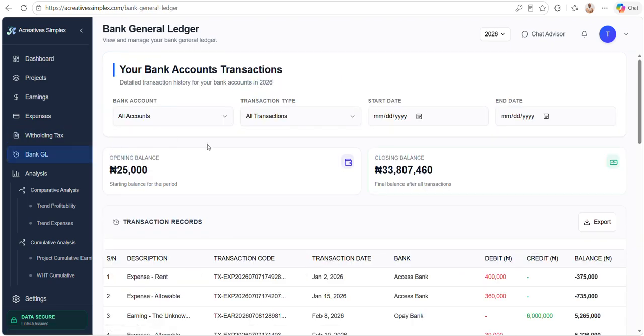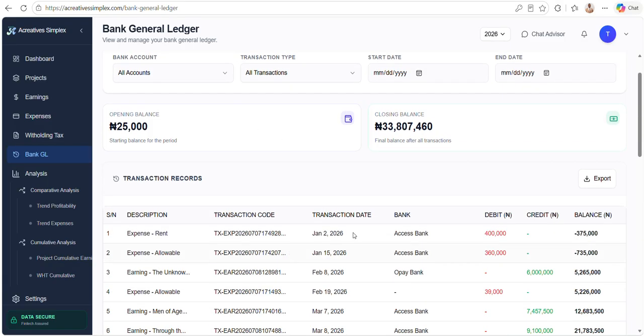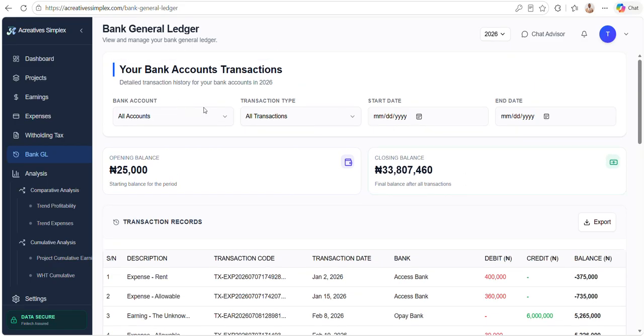We have our bank GL. The bank GL gives us the breakdown of all the money that came in, all our debits and all our credits, and the closing balance. Look at it: all our accounts, Access Bank and OPay, it gives us the summary of all transactions.